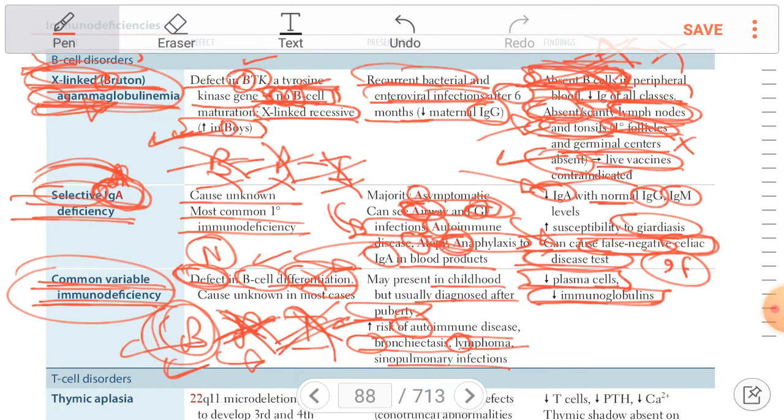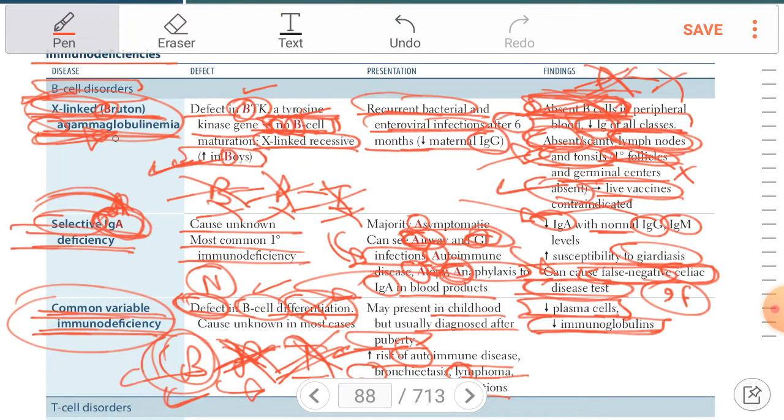But the most important thing is to know the difference between X-linked agammaglobulinemia and common variable immunodeficiency. In X-linked agammaglobulinemia, no B cells, no plasma cells, no immunoglobulin. But in common variable immunodeficiency, normal count of B cells, but a decrease in plasma cells and a decrease in immunoglobulin. So the abnormality is in differentiation of B cells, but the B cell count is normal.